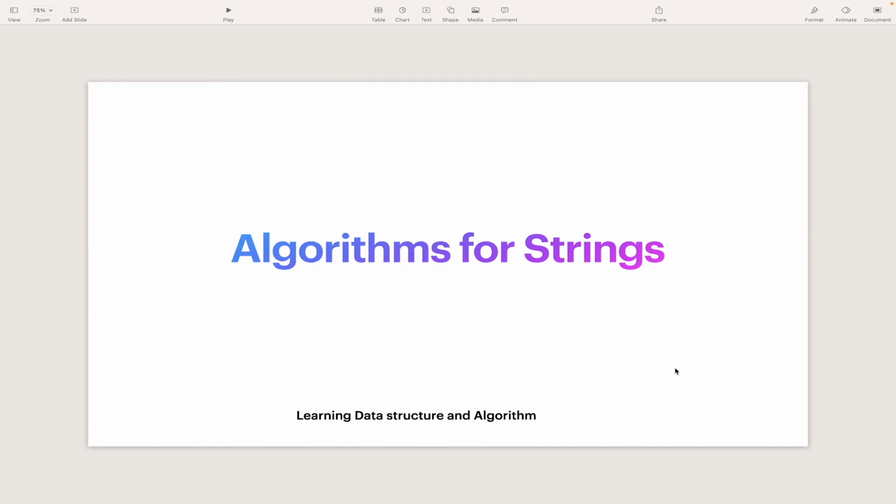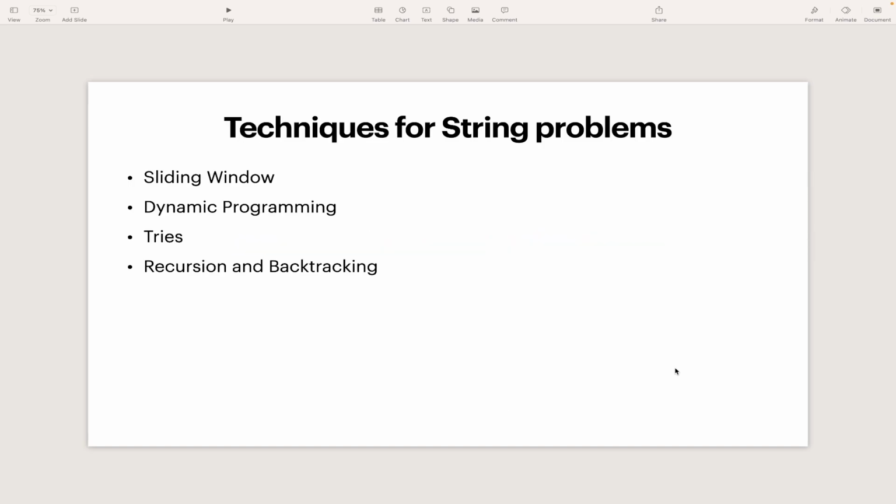Hello friends. So today we will be looking at string-related problems and what algorithms and techniques can be used to solve them. I have identified a couple of important techniques, with the help of which you will be able to solve almost 80 to 90% of the string problems.